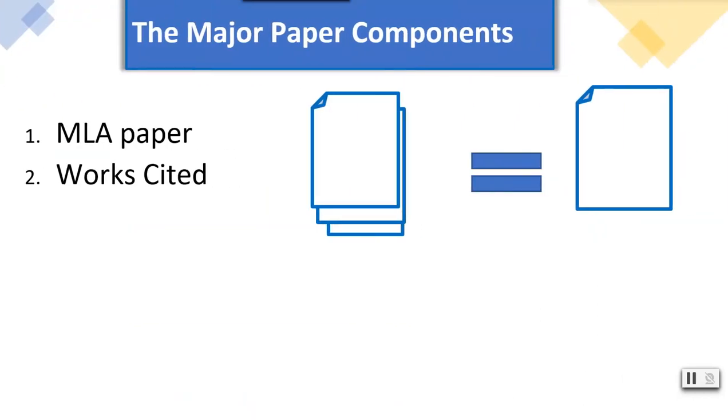The major paper components of an MLA paper, well, are the paper itself, and then the very last page is your works cited page. There is no cover sheet. In fact, that first page has a header contained within it, and then you double space and you begin the title of your paper. So the two major components are the paper and the works cited page.